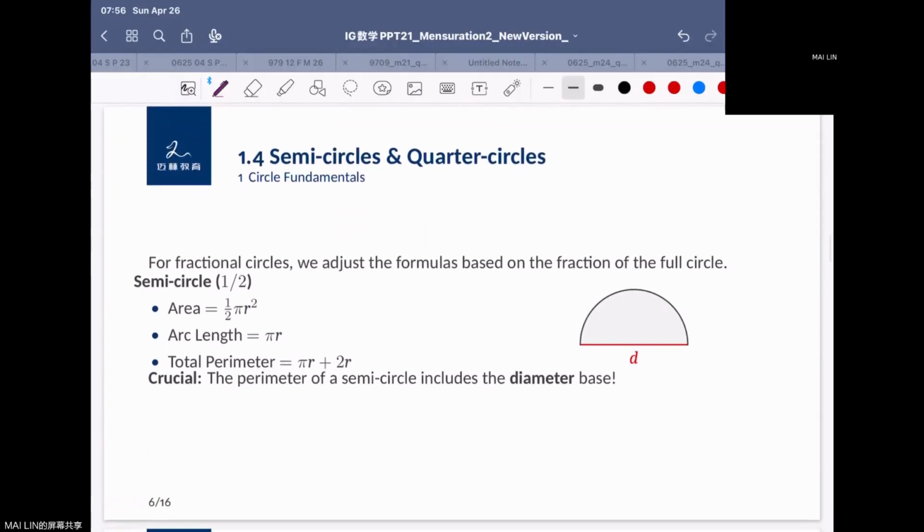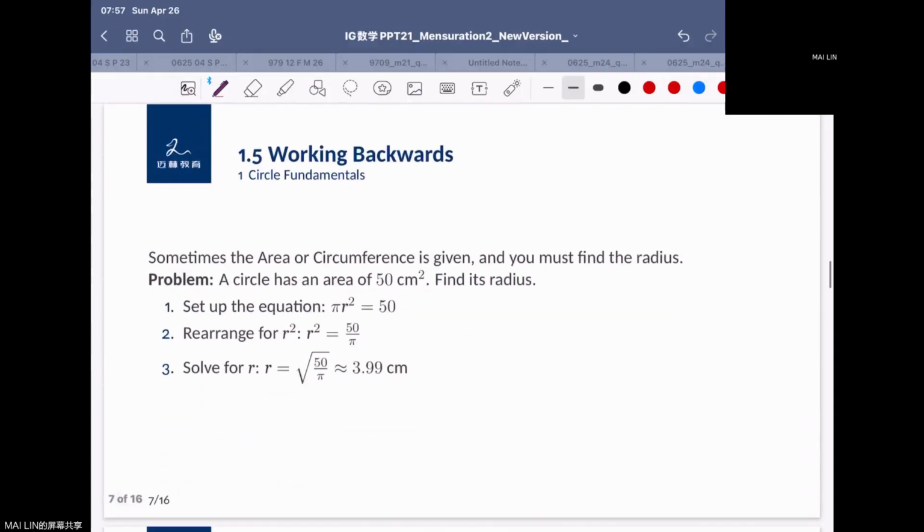And we also have some semicircles and quarter circles, okay? So about the semicircle, we have the area equals a half times pi times r squared, okay? And the arc length here means half of the circle. We have the total circle is 2 pi r, right? And half of the circle is pi times r, okay? So the total perimeter for a semicircle is pi r plus here we also have the diameter, 2r, right? Okay, that is the total perimeter right here, okay?